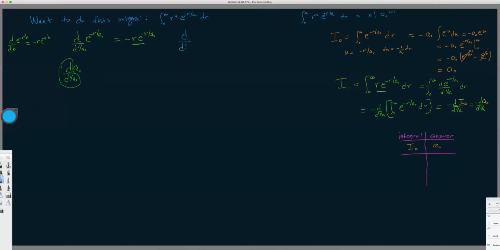So I have d d 1 over a naught. I want to change that into something that's d d a naught, because d d 1 over a naught is annoying. So I'm going to use my chain rule to do that. I know I want to get rid of this, so I'm going to have a d 1 over a naught on the top, and I know that I'm going to have, let's see, I always do this wrong. I told you that in class. Yeah, there we go again.